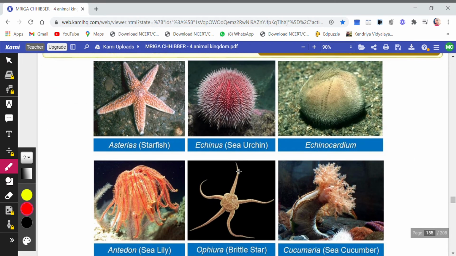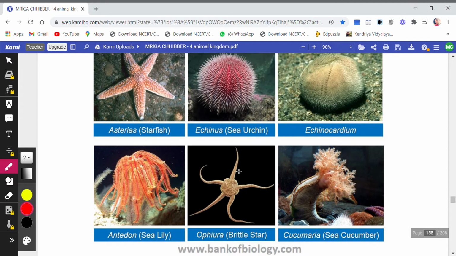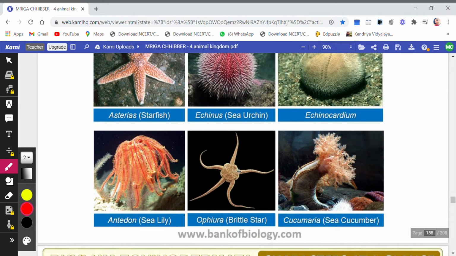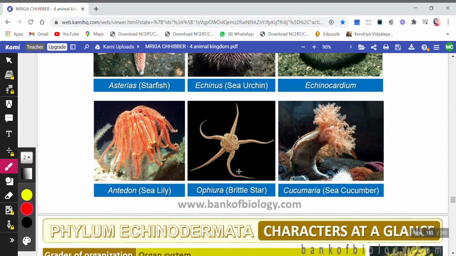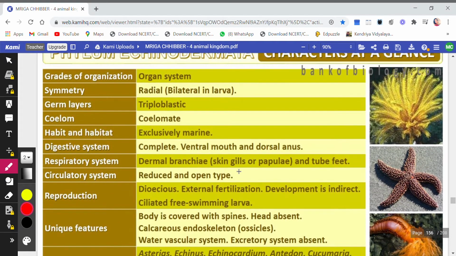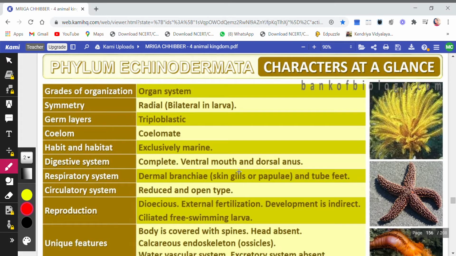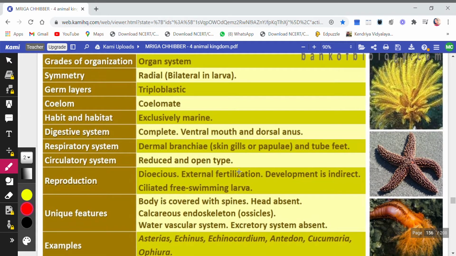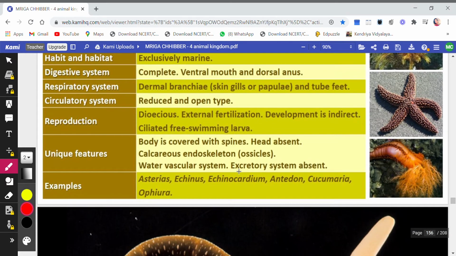So these are the various examples of echinoderms. As you see, starfish, sea urchins. So many examples have been given to you. See, brittle star, sea cucumber, right? And this is characteristics at a glance. That is, all the characters have been summarized in one particular table. This is all about Echinodermata.